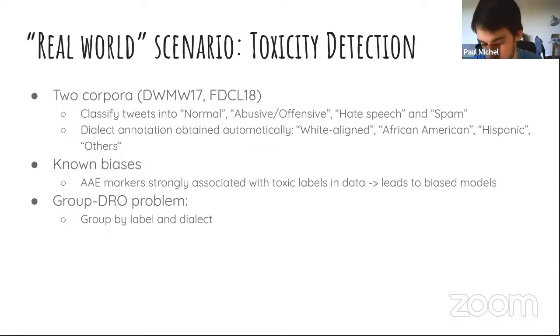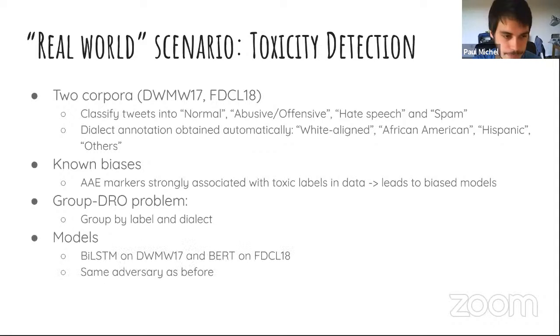And again, we're going to compute robust accuracy by taking the worst over all groups. For the models that we're using here, for the smaller data set, we're using a BiLSTM, and for the bigger data set, we're using BERT, so a big model. And we use the same adversary as before, all right? So the same transformer architecture.